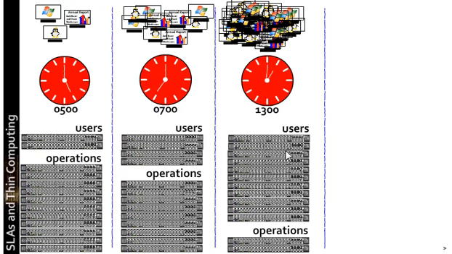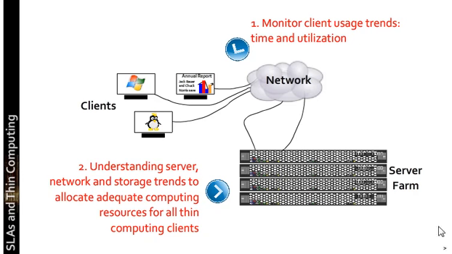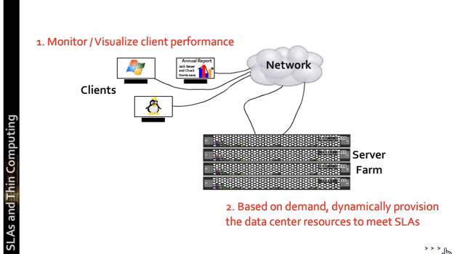Here at 1300, 1 o'clock in the afternoon, need increases considerably. Our operational tasks go down to a minimum, and we supply all of our computer resources back to the users. And again, the day ends at 2100, where the users are using very few resources, and operations is again doing backup, things of that nature. We have to monitor our trends, time and utilization at the client, and then understand those resources at the server level in order to provide these service level agreements.